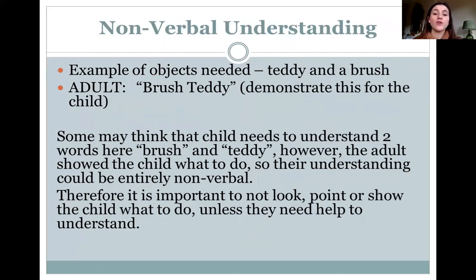So in terms of non-verbal understanding, how we can do this with a child, you can use an example where the objects needed would be a teddy and a brush. If you said to the child, brush teddy, but you're also showing the child what to do, some may think that child needs to understand those two words, brush and teddy. However, the fact that the adult is showing the child what to do means their understanding can be entirely non-verbal because they can just copy the adult. I wanted to highlight the importance of not looking, pointing, or showing the child what to do when you are seeing if they can follow that level of instruction. Obviously, unless they need help to understand.